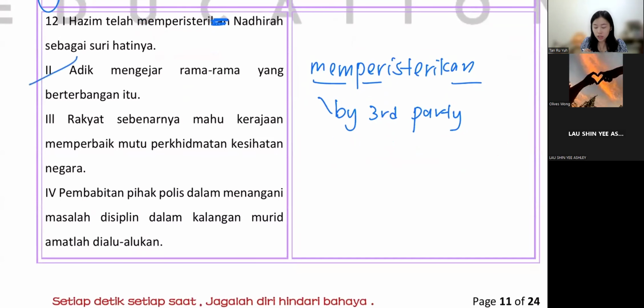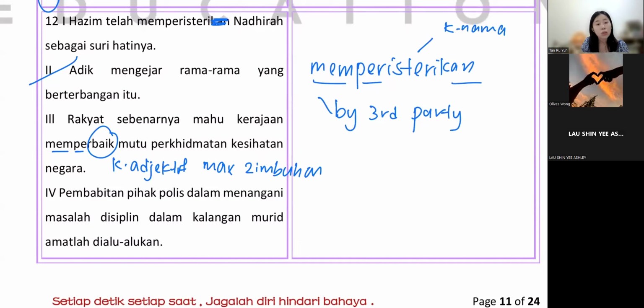Okay, number 2, mengerjaan ramah-ramah yang berterbangan is correct. Rakyat sebenarnya mahu kerajaan memperbaik, which is, you see, memperbaik, baik need to put dua kata imbuhan. Why? Baik is a kata adjective. So they need to maximum, kata adjective, maximum, dua imbuhan. But then why history here can put tiga imbuhan? Because history is kata nama, different thing. So memperbaikkan is wrong. Because kata adjective maximum dua imbuhan saja.